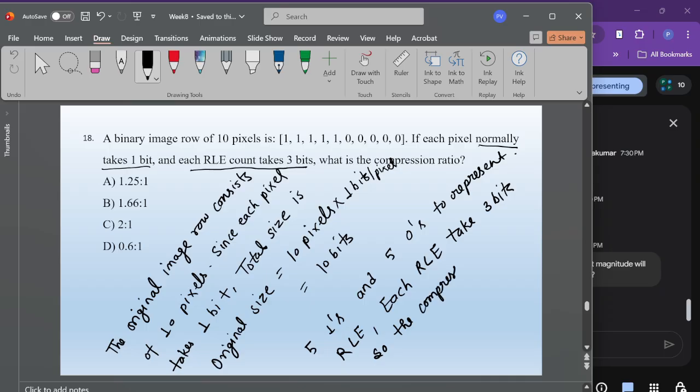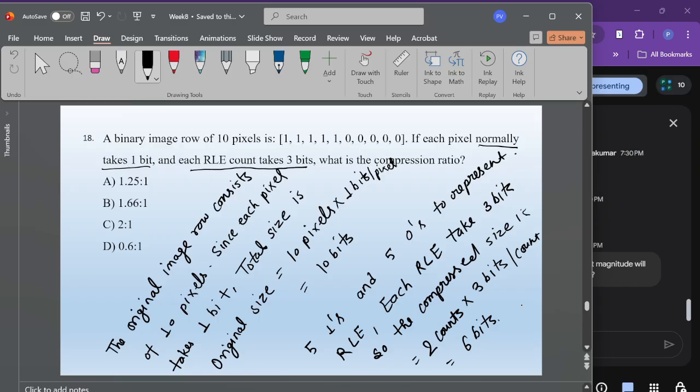So the compressed size is, two RLE counts are there to represent the whole sequence of 10 pixels. Two counts, and each count is represented by 3 bits. Here the RLE count takes 3 bits per count. So how many total are there? 6 bits of compressed size.